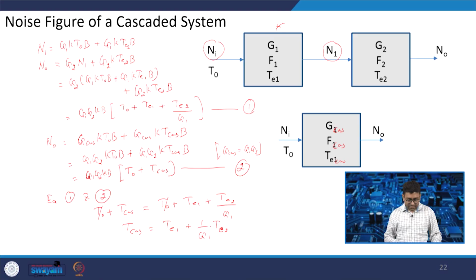we have discussed that if there are two components which are cascaded, then output noise power is given by G1 k T0 B plus G1 k Te1 B, and similarly N0 is a combination of N1 and Te2. So, then we tried to find out, for a cascaded system, the noise temperature. First we find T cascaded, which is equal to Te1 plus 1 by G1 Te2.